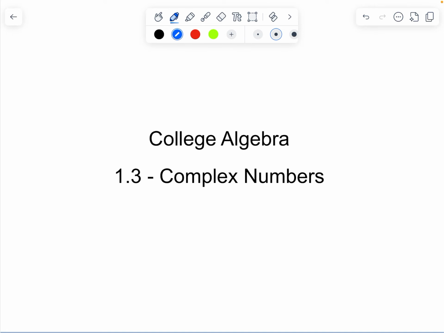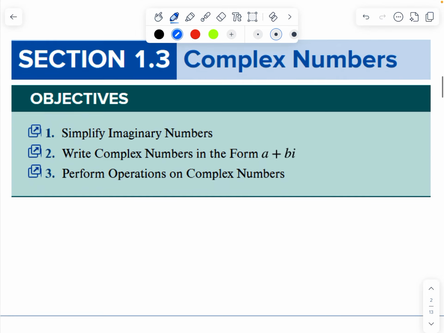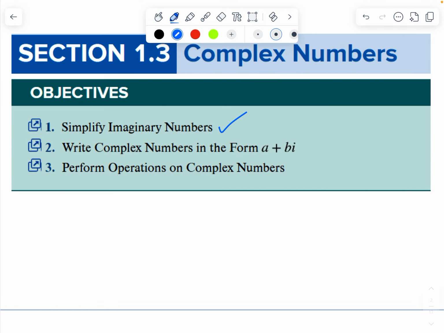Section 1.3, complex numbers, is important because we've been talking all about real numbers throughout this unit so far. And in order to solve more types of problems, we just need more types of numbers, and the next set of numbers would be complex numbers. What we're trying to do today is to simplify imaginary numbers, write complex numbers in standard form, and perform operations like multiplication, division, subtraction, addition on complex numbers.